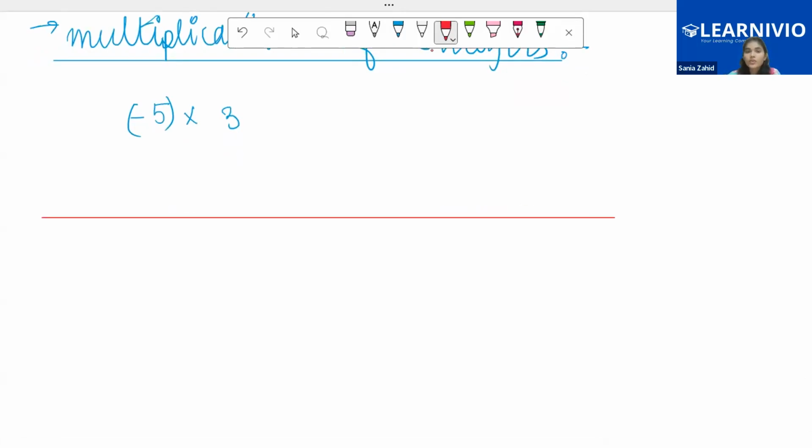You draw a number line, and you write 0 over here. Now what is the number? Minus 5 is the number. So you mark minus 5 on the number line. It is minus 1, minus 2, minus 3, minus 4, minus 5. Now you have to write minus 5 multiplied with 3. So first of all, from 0, you go to minus 5.